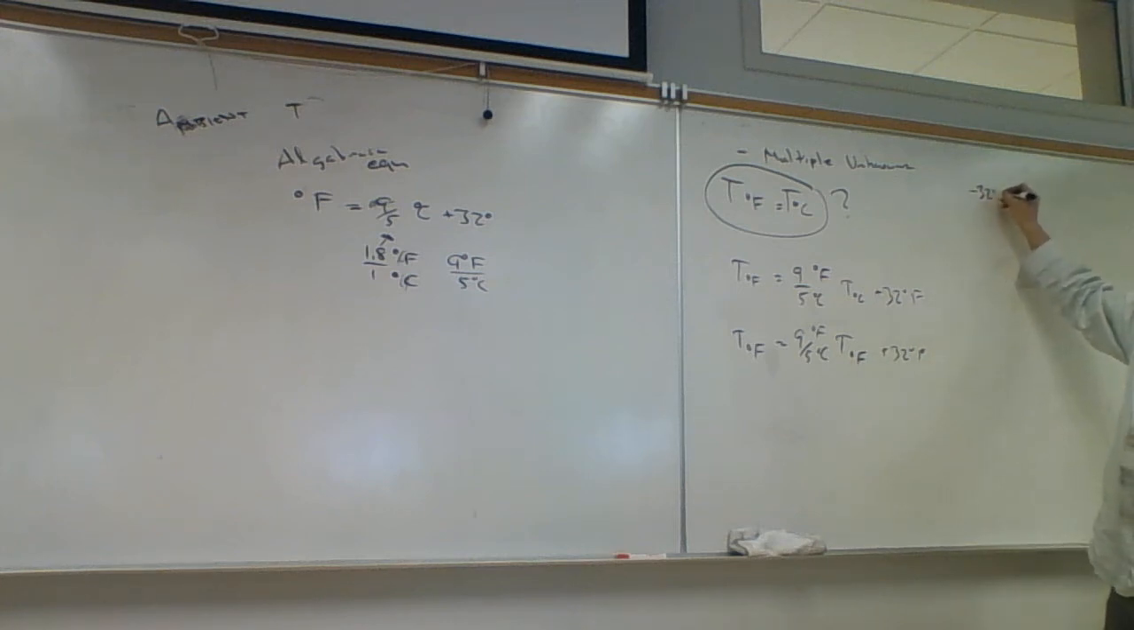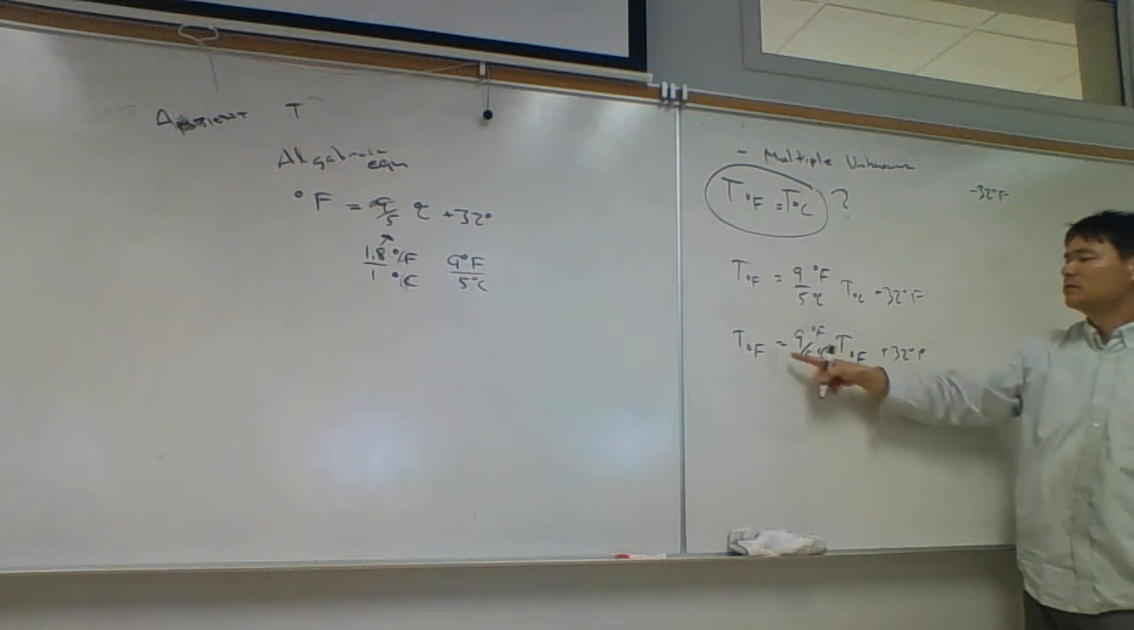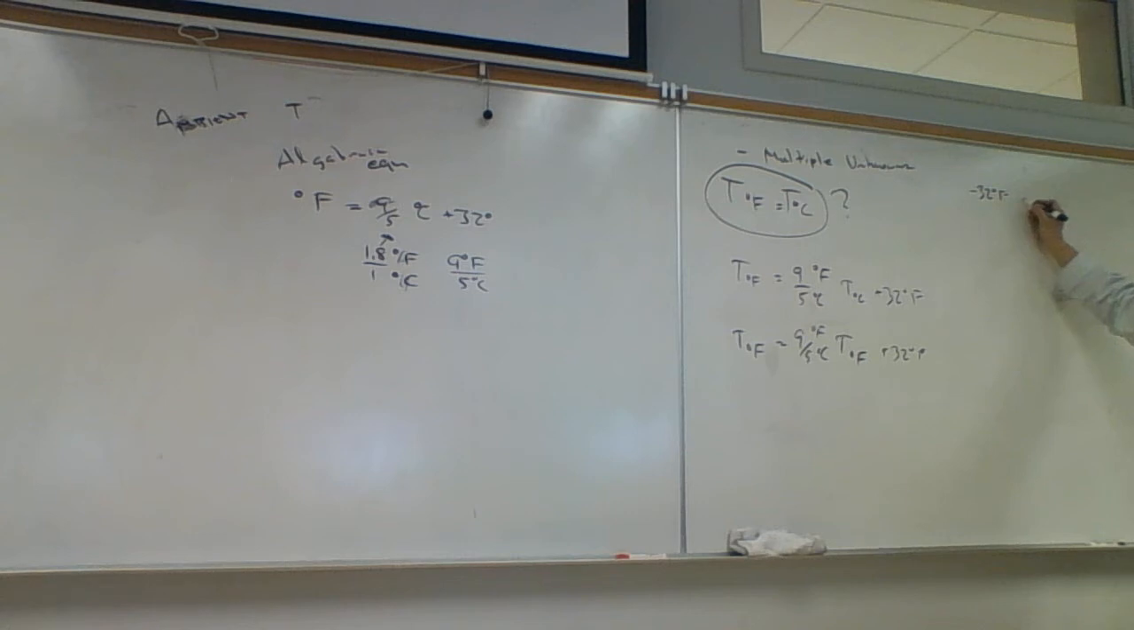So I'm going to have minus 32 degrees Fahrenheit, and let's add 5/5, or subtract 5/5. That's probably easier. Let's subtract 5/5 from both sides. 5/5 temperature in degrees Fahrenheit, and so that's going to give me 4/5 degrees Fahrenheit, and then solve for the degrees Fahrenheit. What's minus 32 times 5 divided by 4?